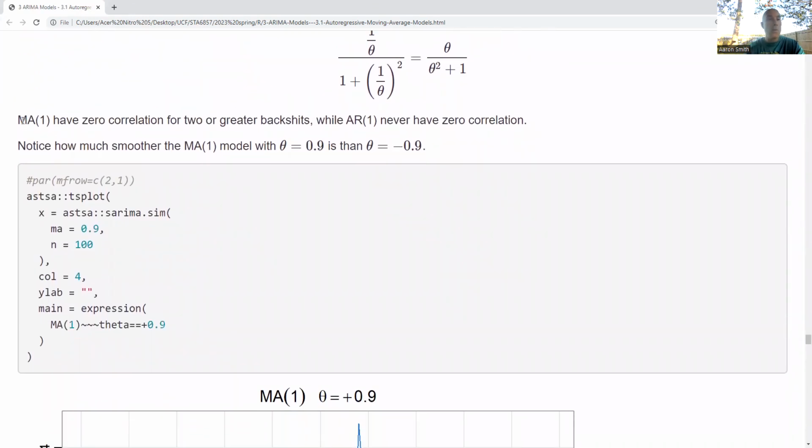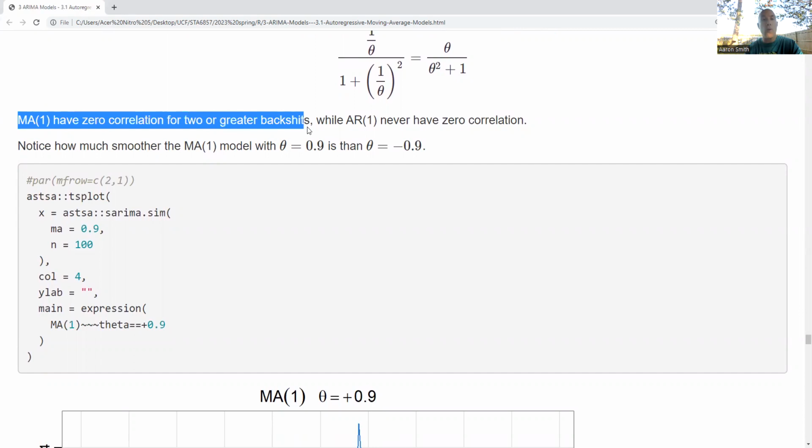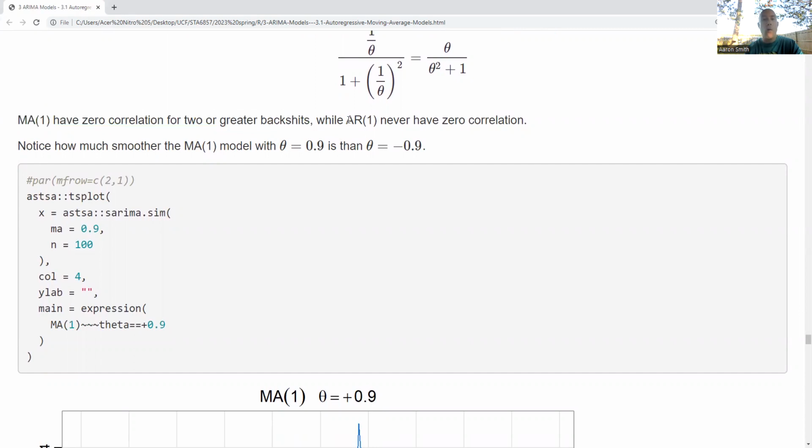All right, so something to point out is that moving average models of shift 1 have 0 correlation for 2 or greater shifts, while autoregressive 1 models never have 0 correlation between their observations, even if it gets really small. All right, so now let's take a look at 2 moving average models with just 1 shift. We'll set theta to 0.9 and to negative 0.9, and let's look at the difference.